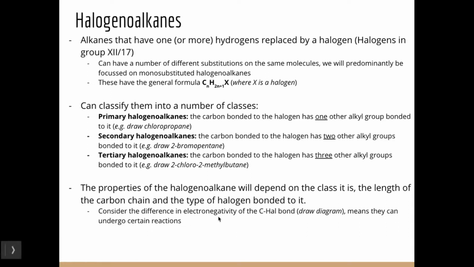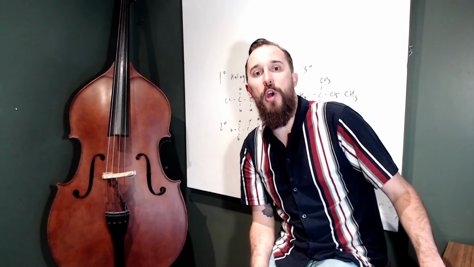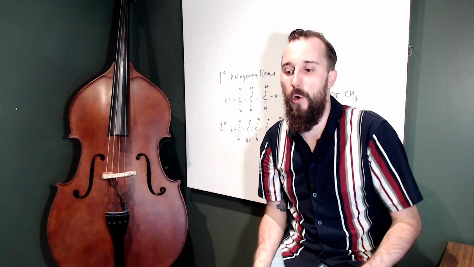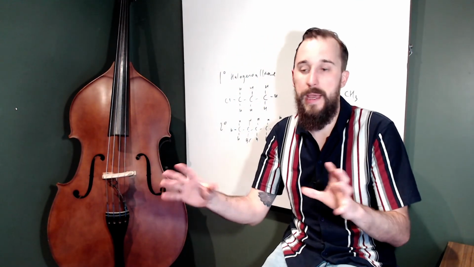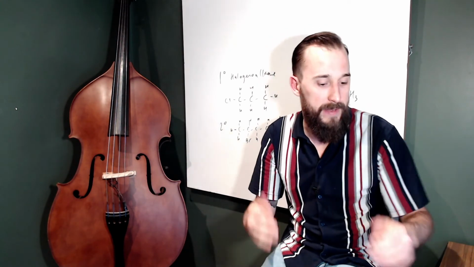So let's consider the differences in the electronegativity of the carbon-halogen bond. This means they can undergo certain reactions. We know electronegativity is the tendency for the electron pair in a covalent bond to be more closely held by one atom, giving it a partial charge.